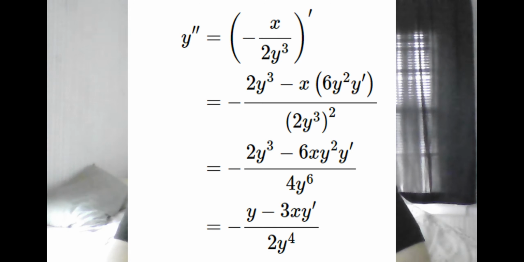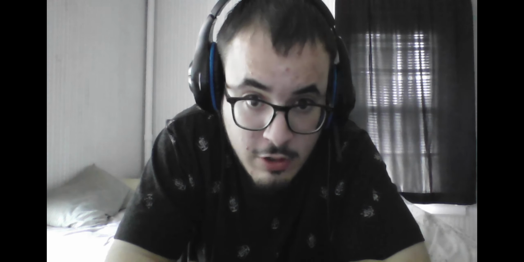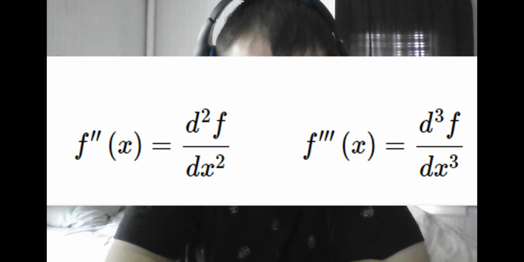One last thing to note is that just like there is an alternative notation for the original derivative, there is an alternative notation for higher order derivatives, where the second order derivative can be rewritten as d squared y over dx squared, the third order derivative d cubed y over dx cubed, and so on.